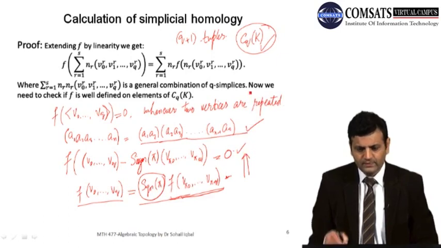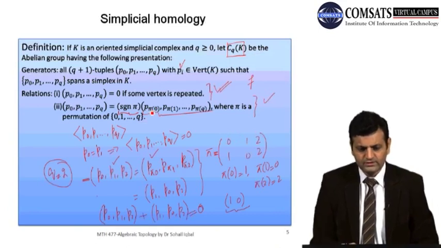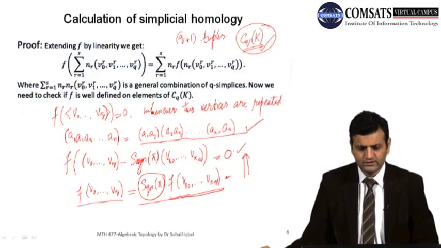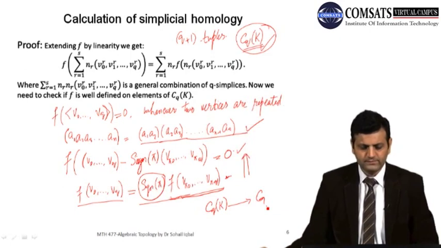So in other words, this f respects the relations of this free abelian group CQK, and there are only two relations in this. So if the vertices repeat, it gives me 0, and the second condition is on the permutation of the vertices. Okay, so these two conditions are satisfied, and so we have a well-defined unique homomorphism from CQK to this additive group G.